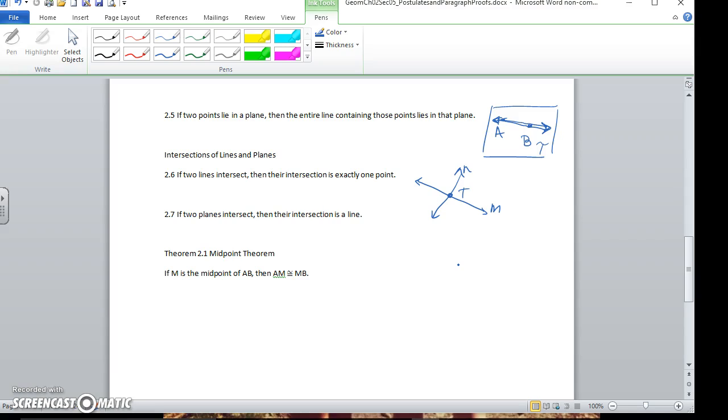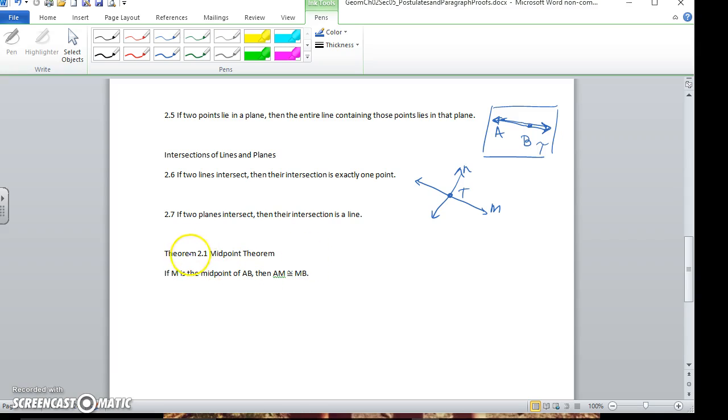Let's move on. The next one: if 2 planes intersect, then their intersection is a line. We've talked about this before: think about taking 2 pieces of paper and you can cut one of those pieces, or even cut halfway on both of them and slide one inside the other, and you can see that their intersection is really a line. So two planes intersect at a line.